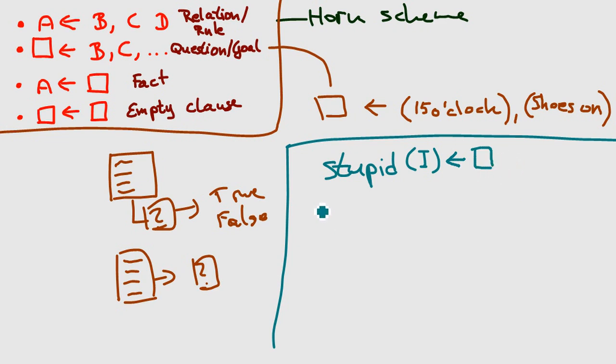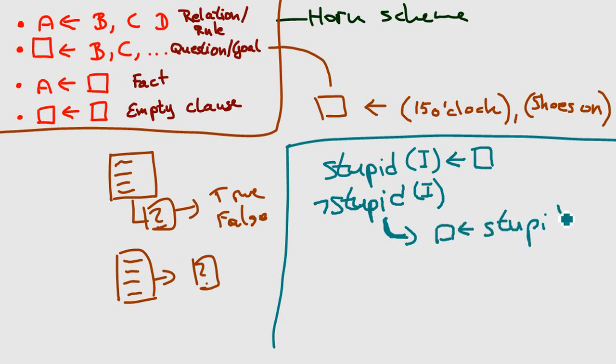And when you want to express something like not stupid, like I'm not stupid, then you would translate this to the actual question. This is the translation. This is what you used to write, and this is what you're going to write now. Sorry, I forgot the I. And this is what you used to write, and this is what you're going to write now.